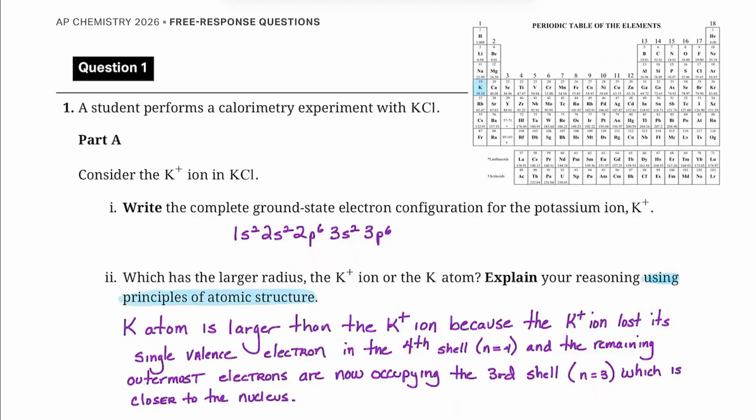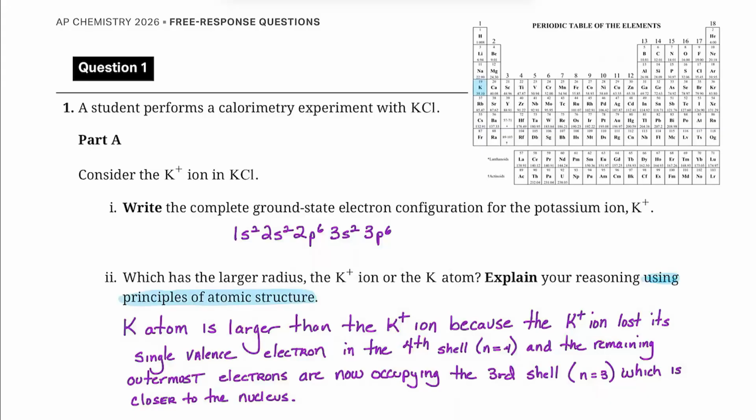Question 1, the first question here, part A, I of a 10-point question. They're setting you up with a student who performs a calorimetry experiment with KCl. That is basically the underlying theme of this question. But before we get there, they're asking you for the complete ground state configuration of the potassium ion.